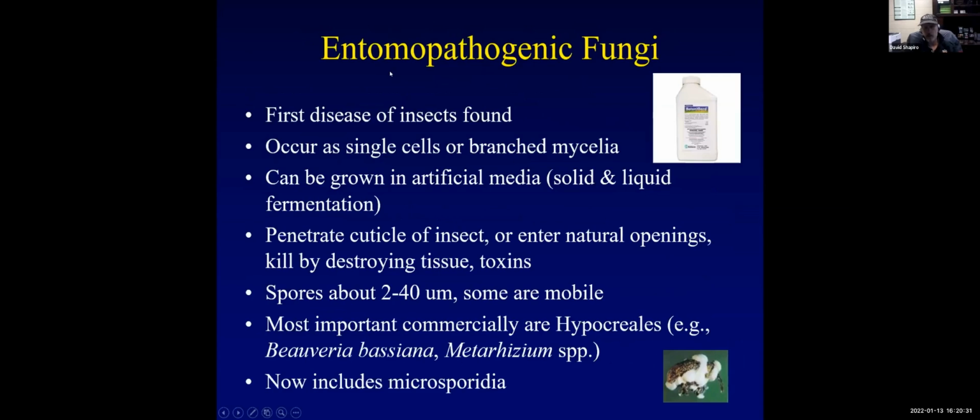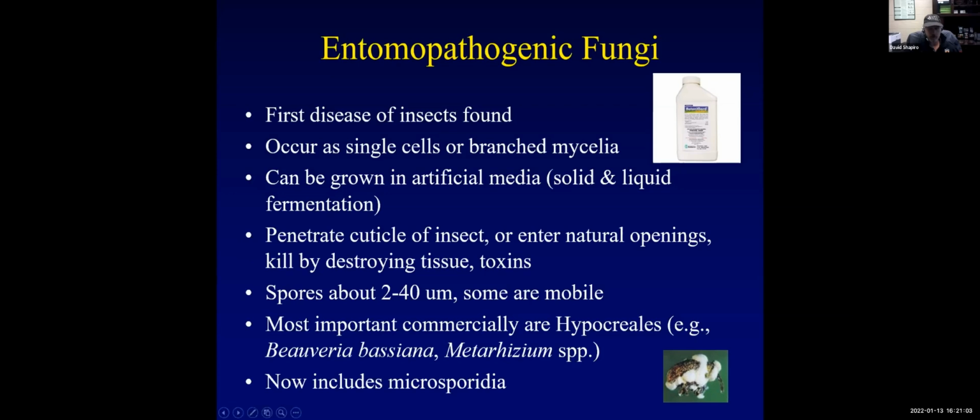So just a little bit about the entomopathogenic fungi. That was the first disease of insects found, and interestingly, it is the first microbe shown to cause disease, period, when they found Beauveria bassiana, this white muscardine fungus. It can occur as single cells or branched mycelia. It's grown in fermentation, solid or liquid. It goes right through the cuticle. The spores penetrate through the cuticle of the insect and kill it.